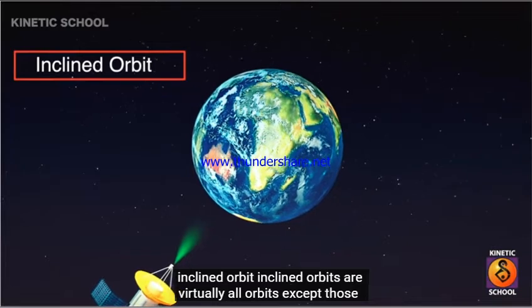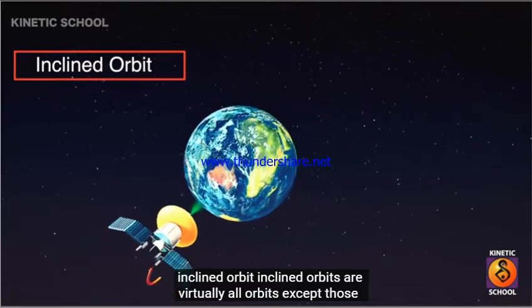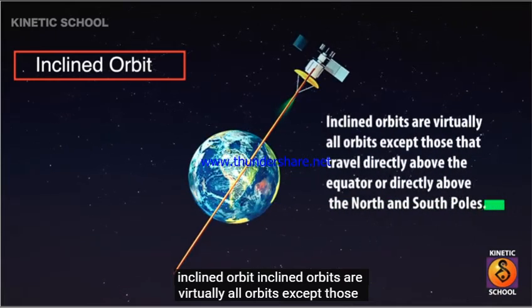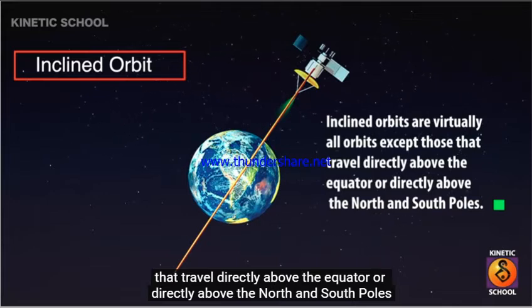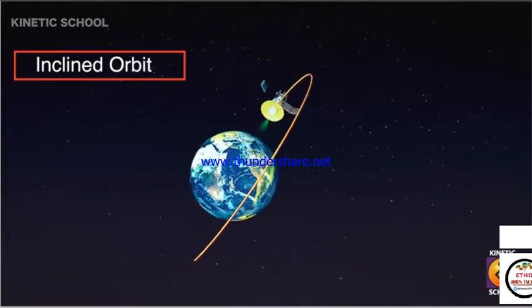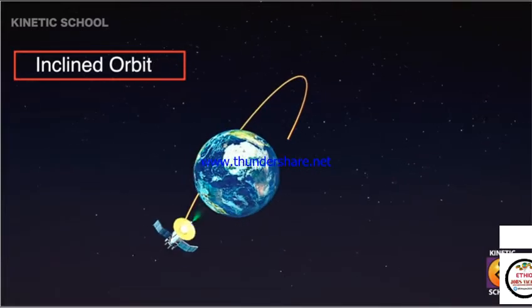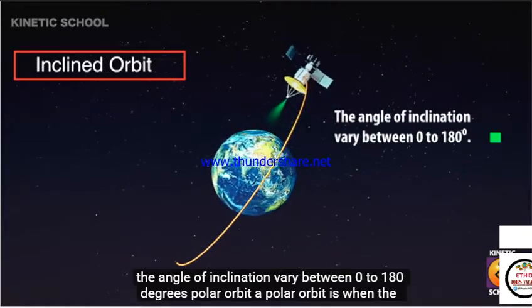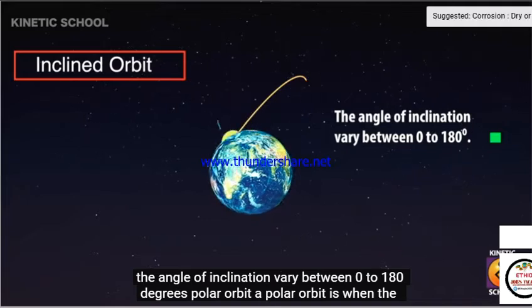Inclined orbit. Inclined orbits are virtually all orbits except those that travel directly above the equator or directly above the north and south poles. The angle of inclination varies between 0 to 180 degrees.